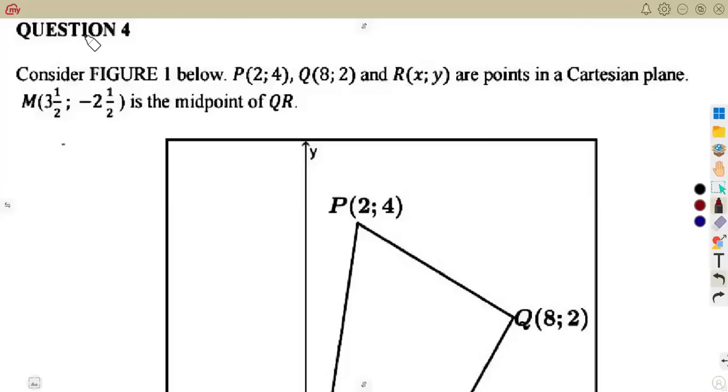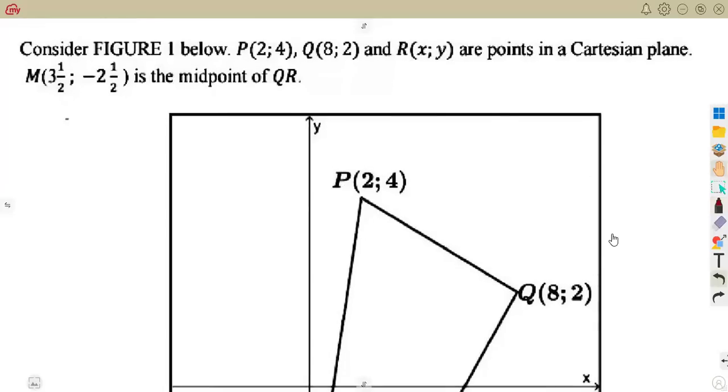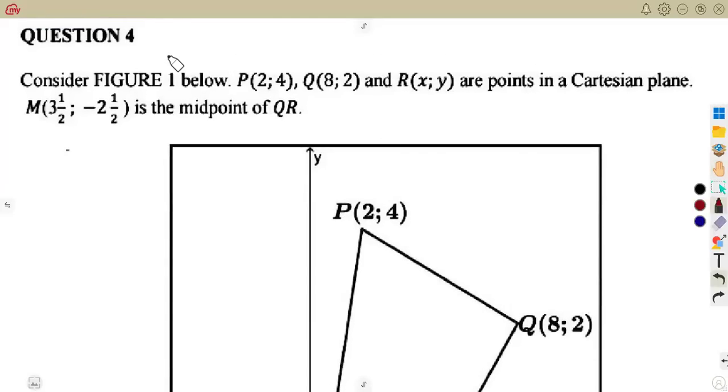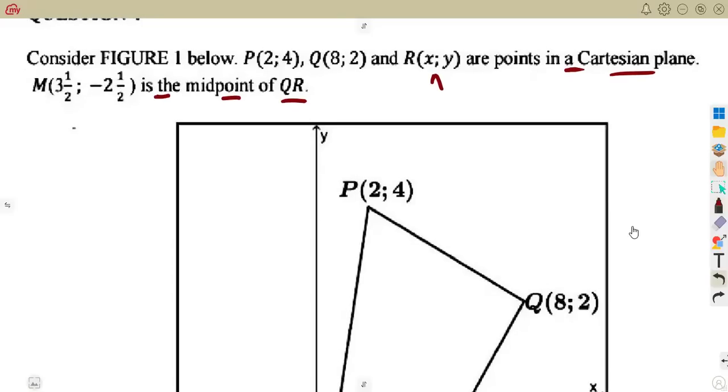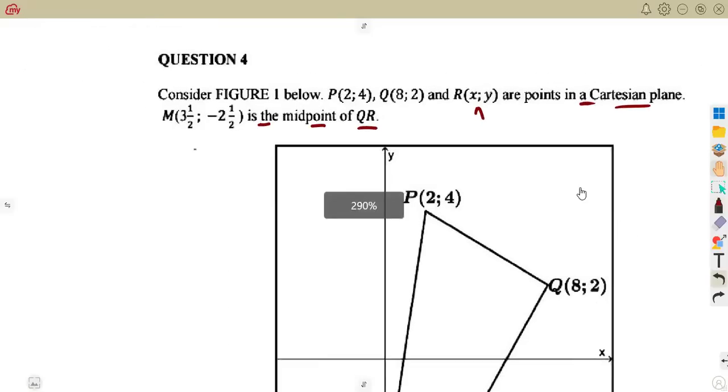So on question 4, let's see which is part of our geometry. Just going to consider this one, fig 1 below. So this is the first diagram that we have, PQ, and also R is given as an unknown point x, y. So these are points in a Cartesian plane. The point M is the midpoint they actually mentioned. So read this information, guys. They are saying it is the midpoint of QR.